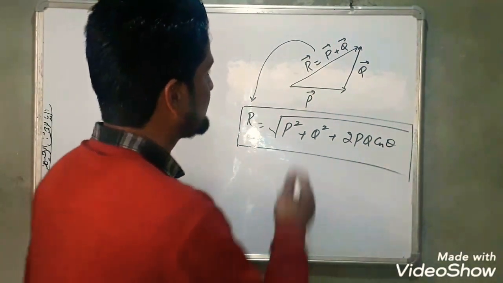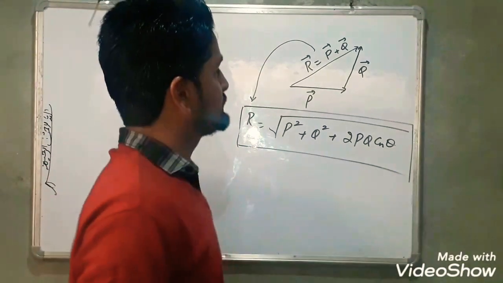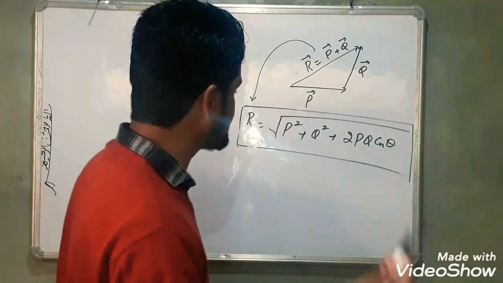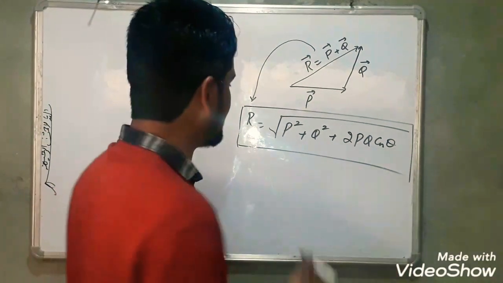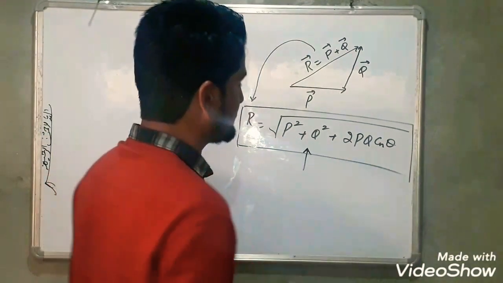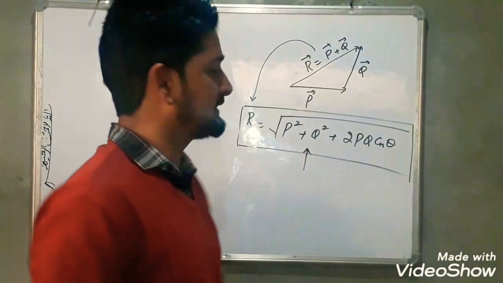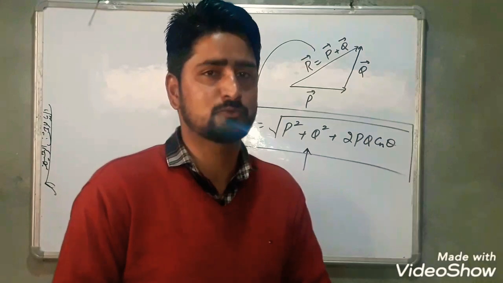We can also get the resultant of the two vectors by means of the parallelogram law of vector addition. And there also the magnitude of the resultant is equal to under root of P square plus Q square plus twice P Q cos theta. Today we'll be solving some questions on this, how to get the resultant of two vectors.